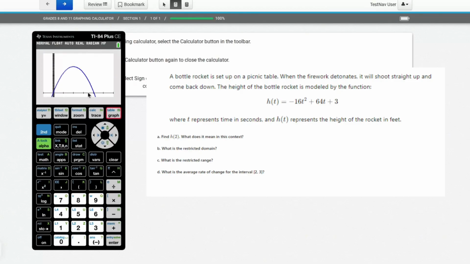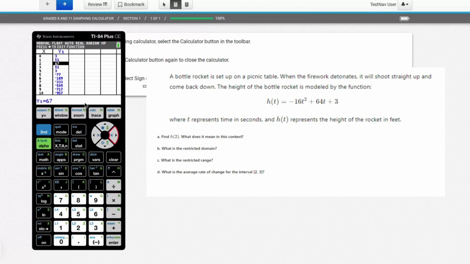Much nicer. So the rocket shoots off, it comes up, comes back down. Yippee-yi-yo-ki-yay. Now, I'm going to do problem A, which is asking us to find h of 2. So h of 2 can be done 2 ways. The easy way is, since 2 is a nice number, I can go to my table by hitting second graph and looking at my x value of 2, and there's my 67.